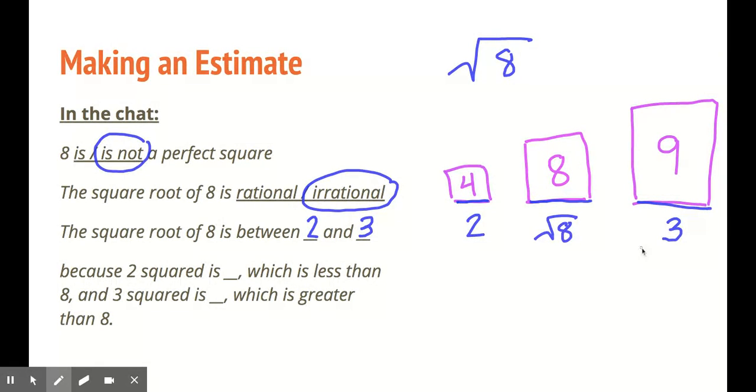We've used the two closest perfect squares, and we're showing that we understand the connection between the side length, the square root, shown in blue, and the squares, the area, shown in pink. So we would finish this by saying 2 squared is 4, which is less than 8. 3 squared is 9, which is greater than 8. So the square root of 8 has to be between 2 and 3.